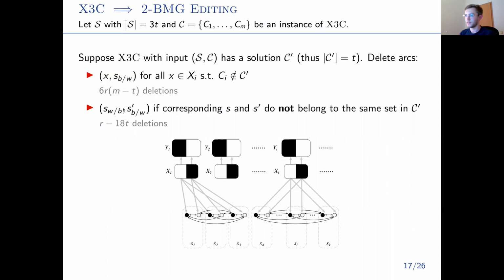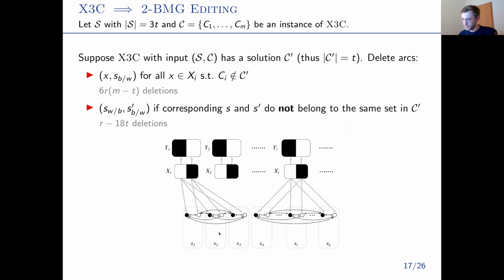So we had 6r times m arcs in total before, and we only retain t times 6r of the arcs, so we have to make this many deletions. And we will also, down here, delete all arcs between S vertices that are not part of the same set in the solution C prime.